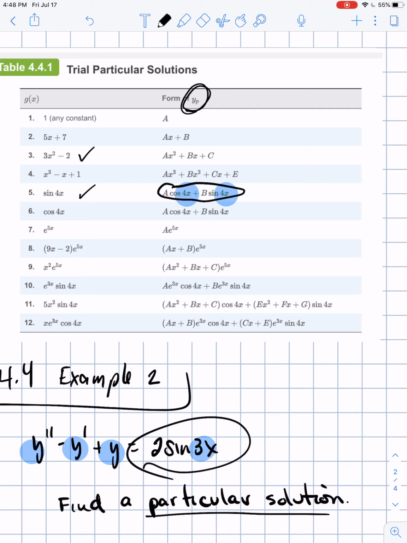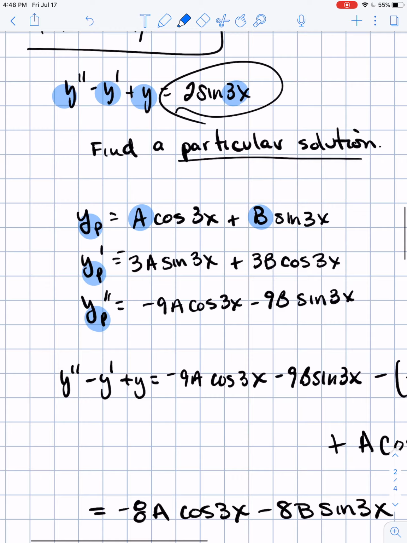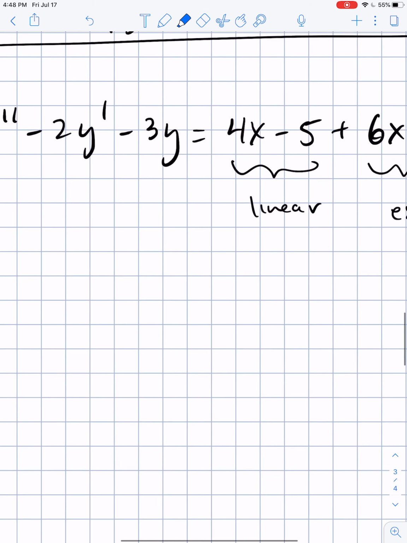Okay, and what I want to do is break it up into polynomials. Because it's linear, I'm going to use ax plus b. And because I have the exponential, I want to use some form of this. It gets a little tricky, but I'll show you what I mean, because you have to think of your product rule. All right, so here we go.